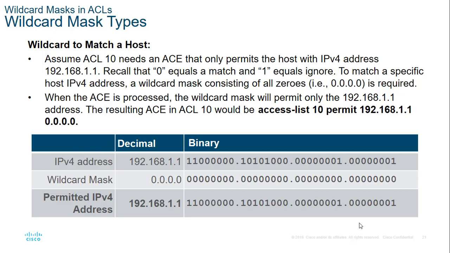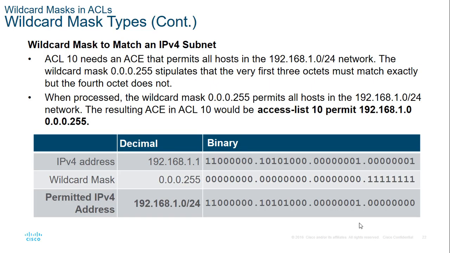Now recall that a 0 equals a match and a 1 means ignore. So to match a specific host IPv4 address, you would just use 4 zeros, and everything has to hit it spot on. But if we wanted to match an IPv4 subnet, just the subnet itself, we would use something similar to this.